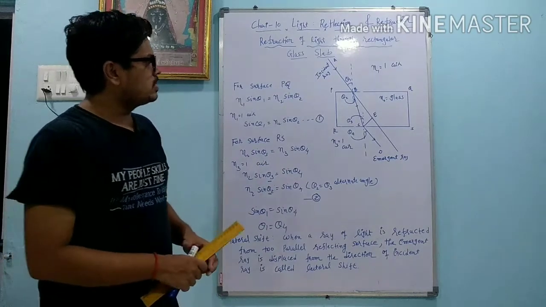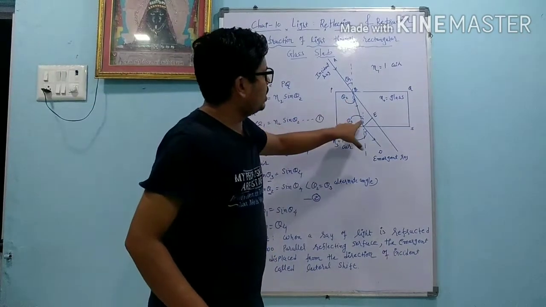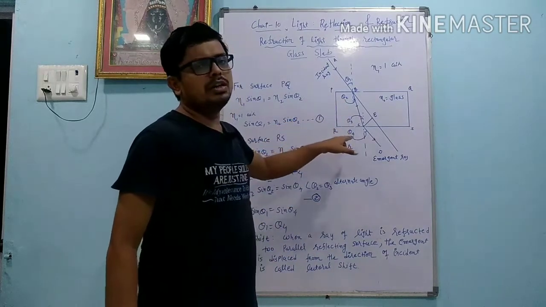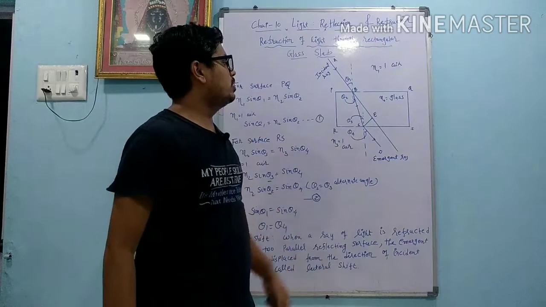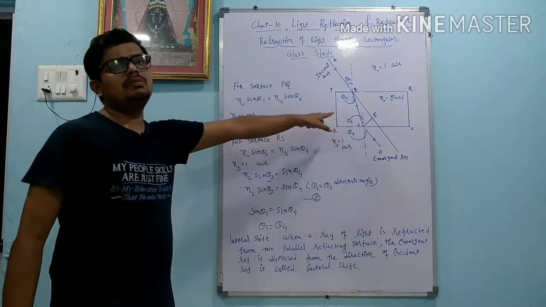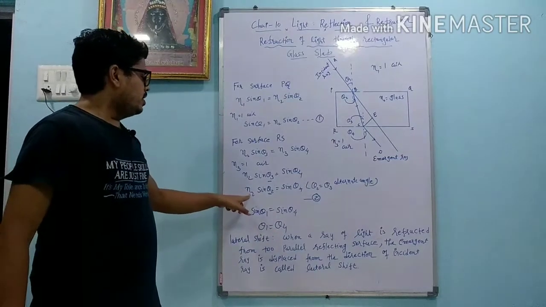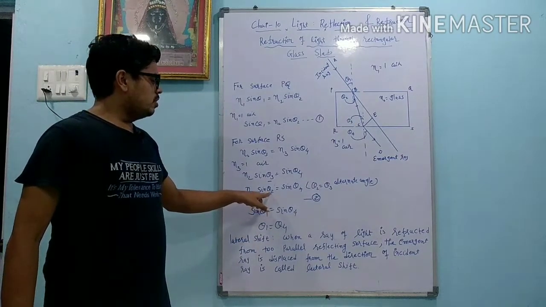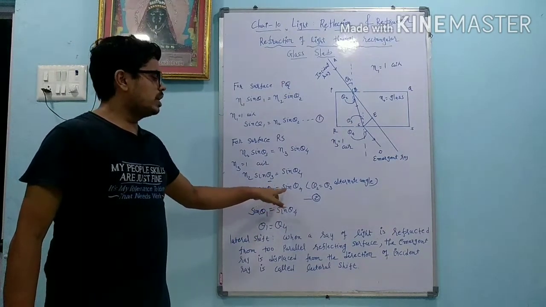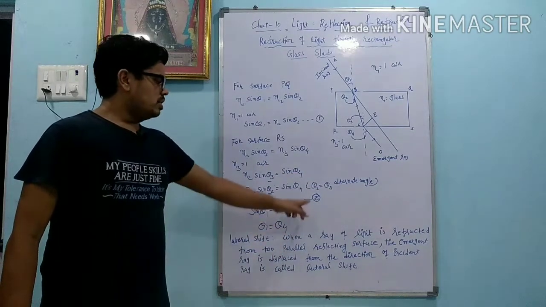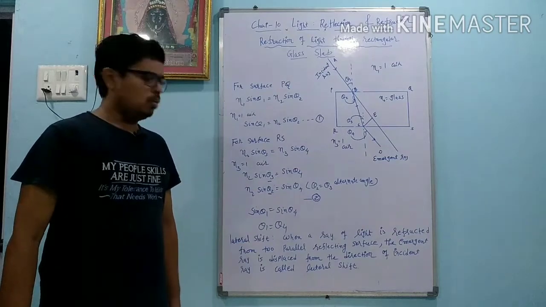Now dear student, just take care that theta 2 and theta 3 are both alternate angles. So instead of theta 2 you can also write theta 3, or instead of theta 3 you can also write theta 2. So here instead of theta 3, we will write theta 2. We can write eta 2 sin theta 2 equals sin theta 4, because theta 2 and theta 3 are alternate angles. So this is result number 2.